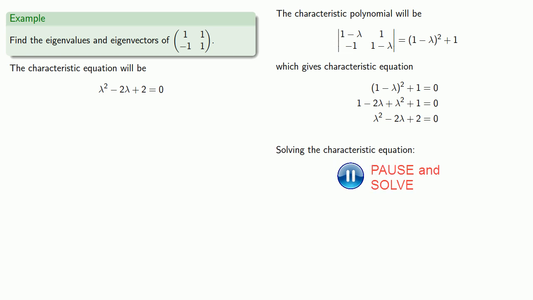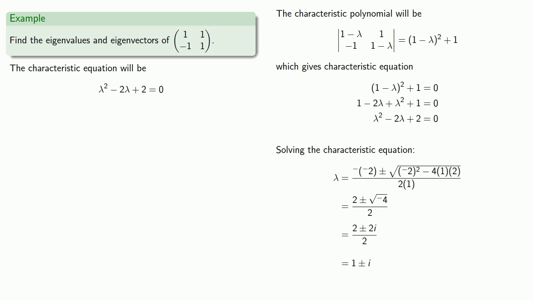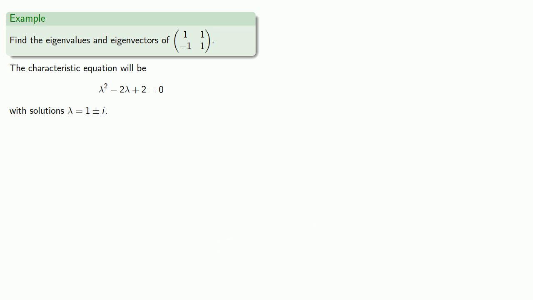As a general rule, if you have a kind and nice teacher, they will give you characteristic equations that are easily factorable. I am not a kind and nice teacher, but that's okay. You know how to solve the quadratic equation because you have the quadratic formula. So we'll solve the characteristic equation using the quadratic formula and get solutions 1 ± i. And we can find our eigenvectors in the usual fashion. The only real difference here is that we're dealing with complex coefficients.